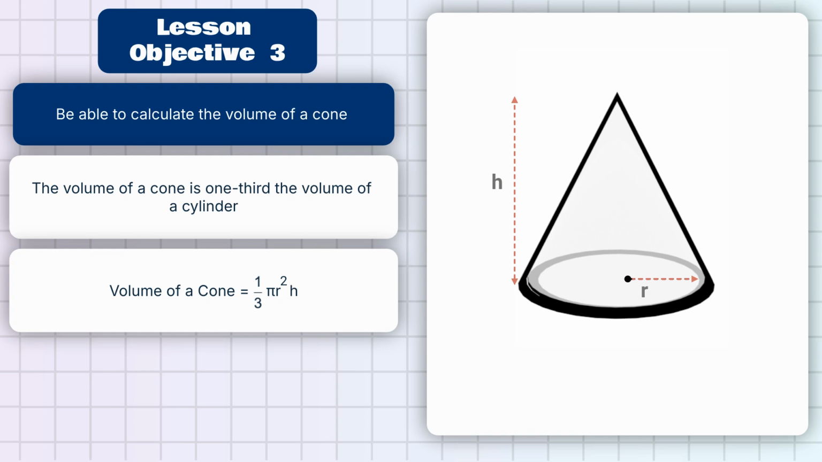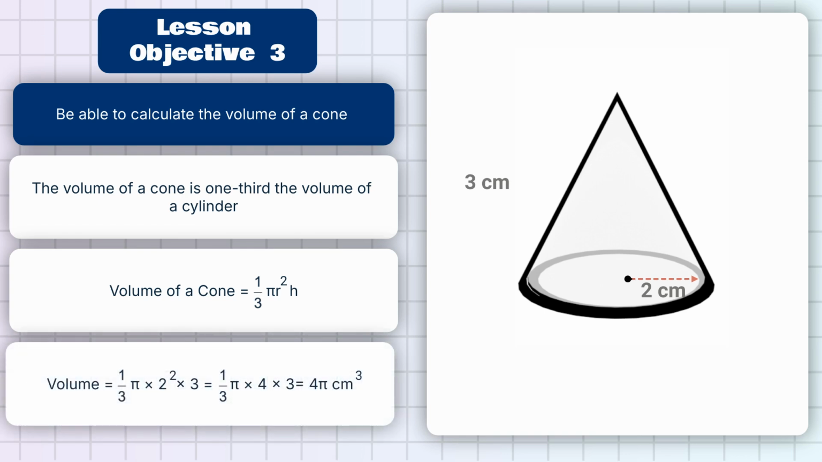For example, suppose we have this cone with a radius of 2 centimeters and a height of 3 centimeters. We can plug those values into the equation to get that the volume is 1 over 3 pi times 2 squared times 3, which simplifies to 1 over 3 pi times 4 times 3 equals 4 pi cubic centimeters.